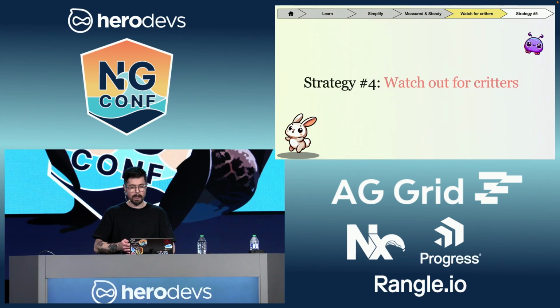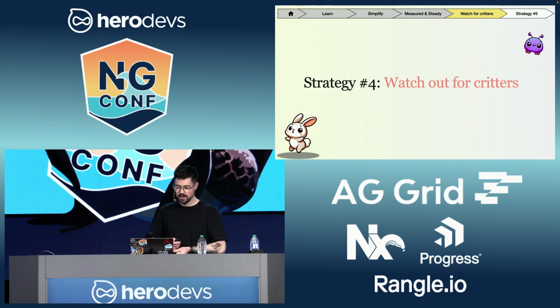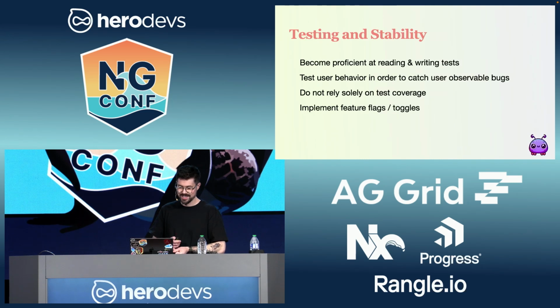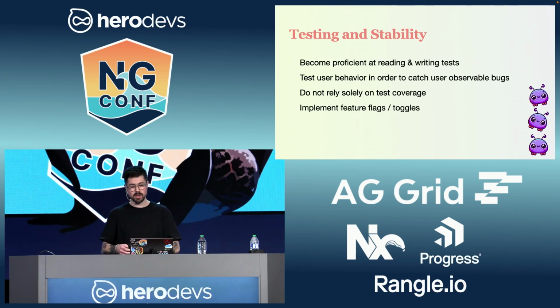Strategy number 4 is to watch out for critters. What critters could I be talking about? Bugs, of course, is a big one, right? How can we test our code and have appropriate tests that cover the actual important stuff that our users care about? And how do we catch these user observable bugs before they land into production?